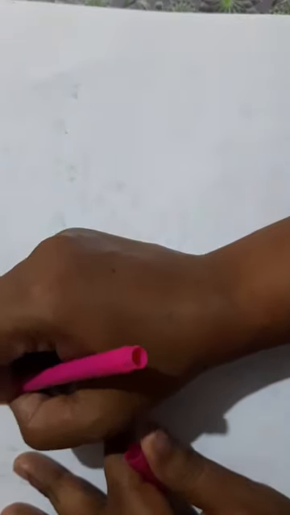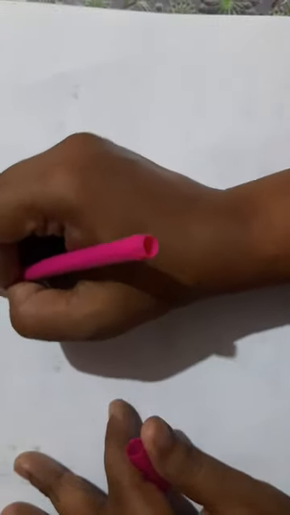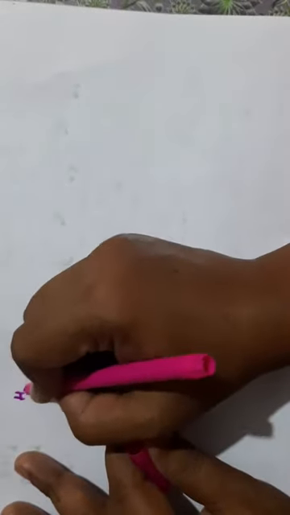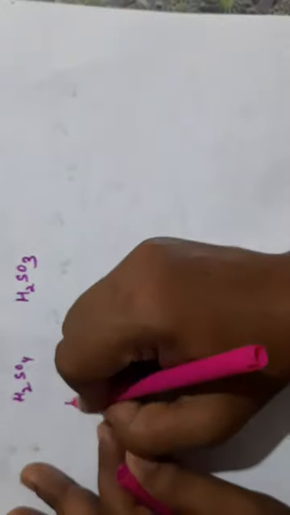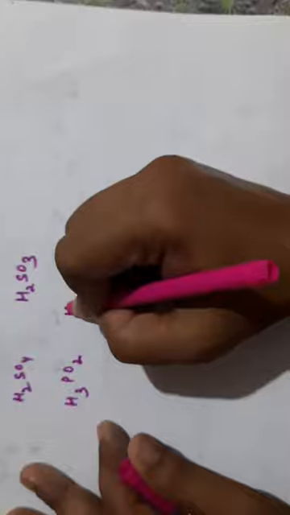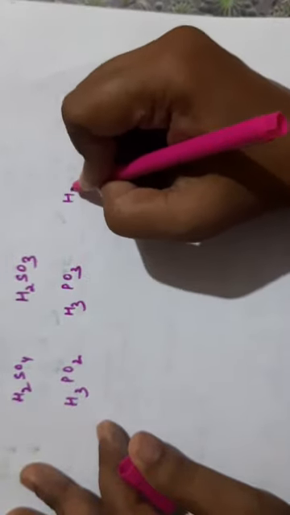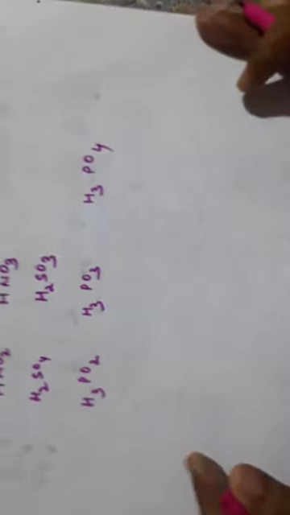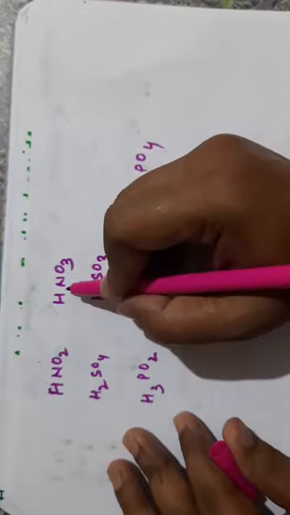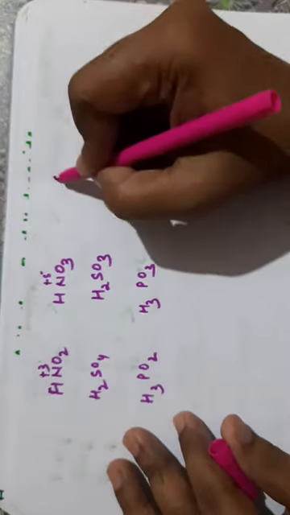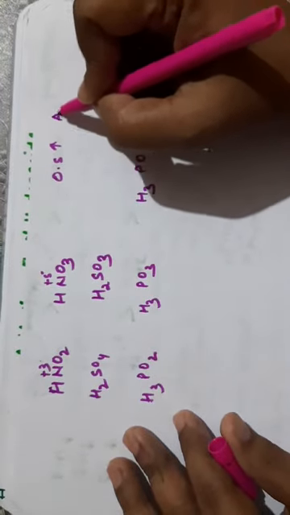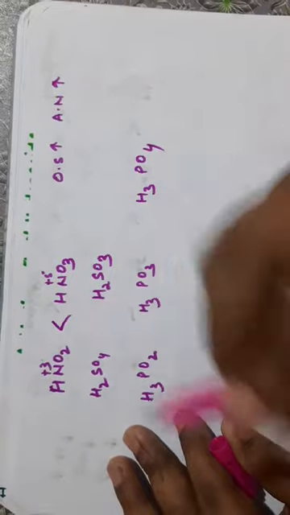Now can you write the acidic strength of HNO2 and HNO3 if we are comparing them? H2SO4, which is more acidic? The question is which is more acidic? These are the questions. Now find the oxidation state for the same element. Here it is +3, here it is +5. The greater the oxidation state, the more will be the acidic nature. So it is more acidic.